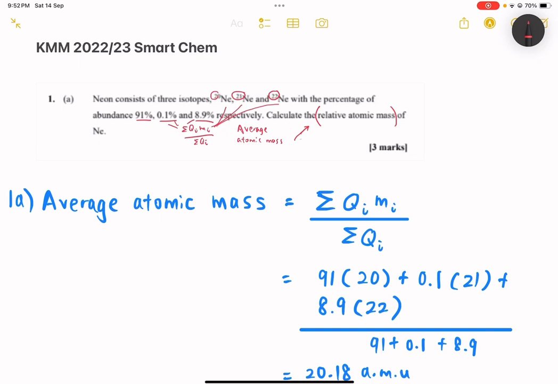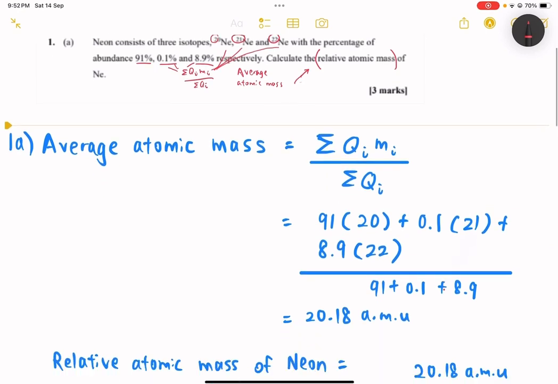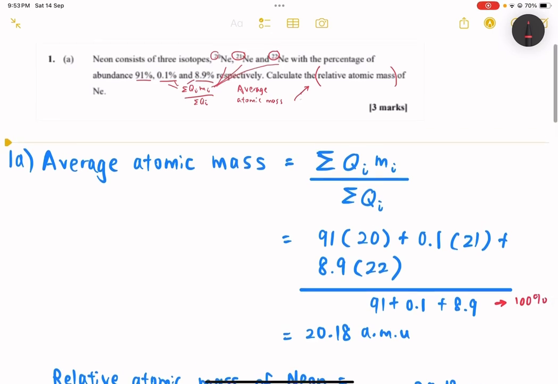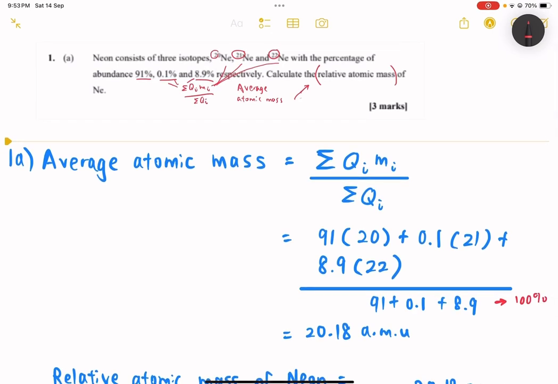So 91% is for 20Ne. So 91 times 20, plus 0.1% times 21Ne, plus 8.9% times 22, over 91 plus 0.1 plus 8.9, and this actually equals 100%. But I write it out to clearly state all the key values.